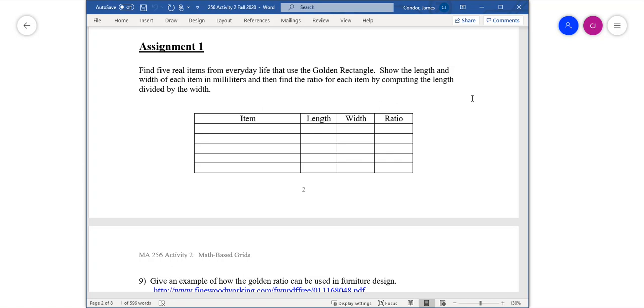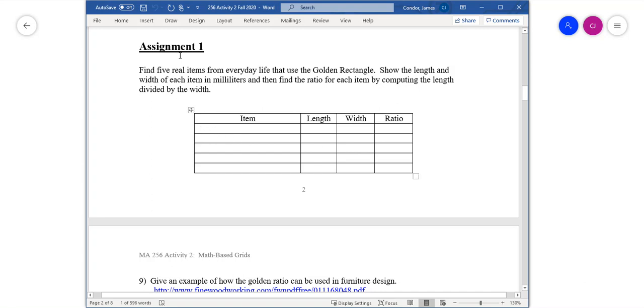So it really is important that you learn as much as you can about it, and we're just going to briefly talk about it with this activity. Find 5 items from everyday life that use the golden rectangle. Show the length and the width of each item in millimeters, then find the ratio by computing the length divided by the width.